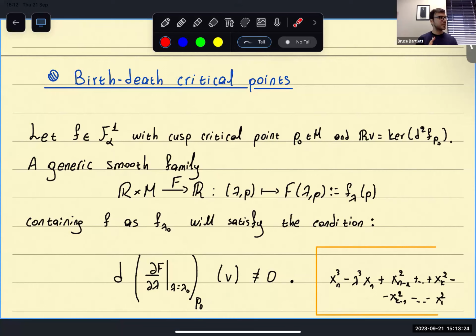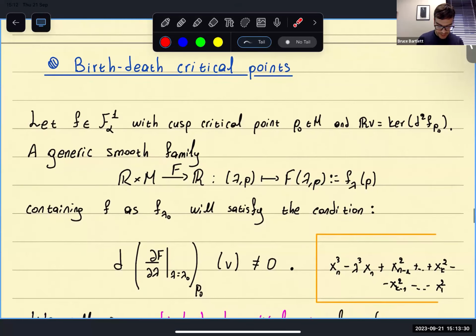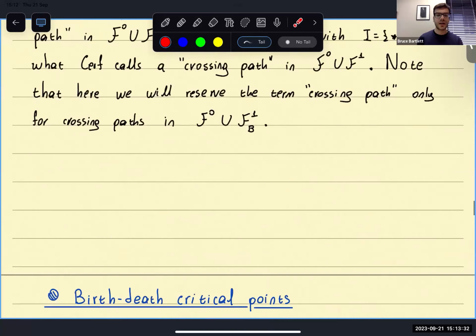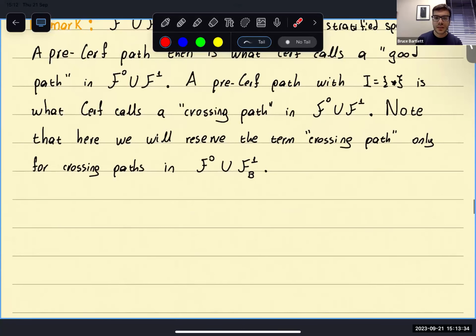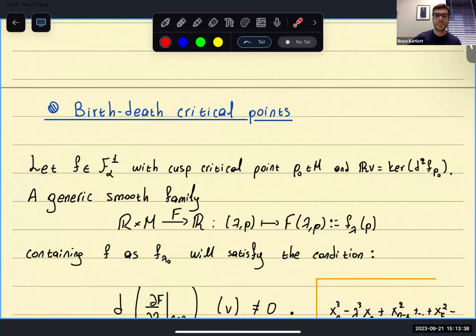I promised you to define something that I'd call a Cerf path. Well, before I do that, are there any questions or concerns? Take that as a no.